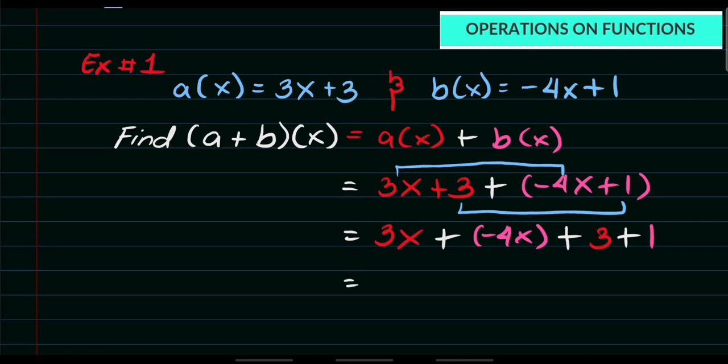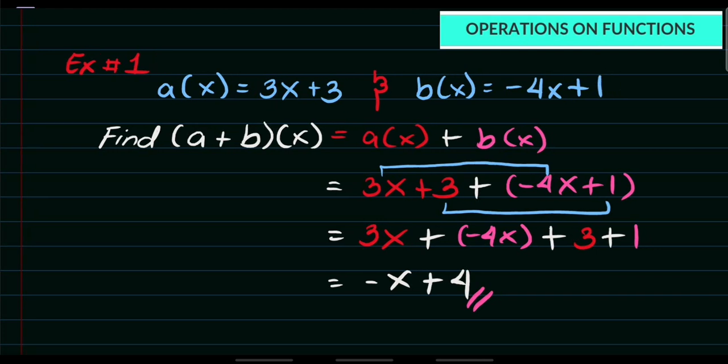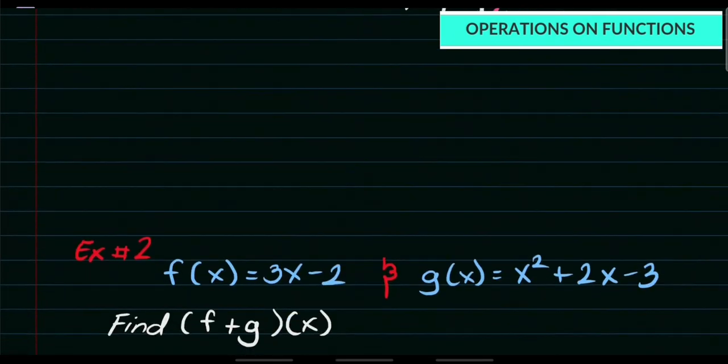Therefore, it will give us 3x plus negative 4x. It will give us negative x. And then, 3 plus 1, that is equals to positive 4. And that's it. So the value of a plus b of x is equals to negative x plus 4. So nung nag-combine tayo or nag-perform ng operations on functions, nakapag-produce tayo ng panibagong function. So let's proceed to example number 2.